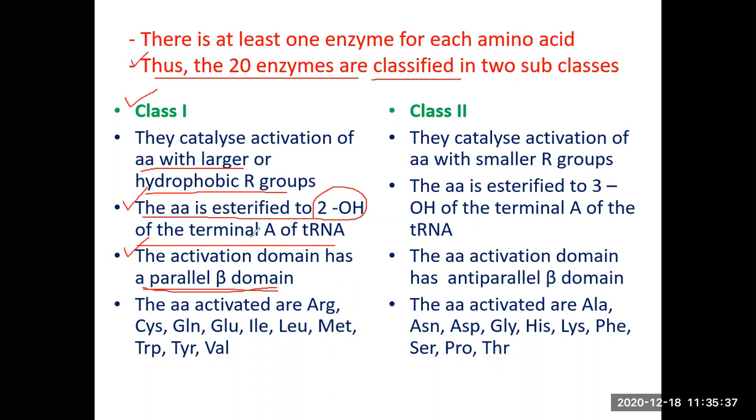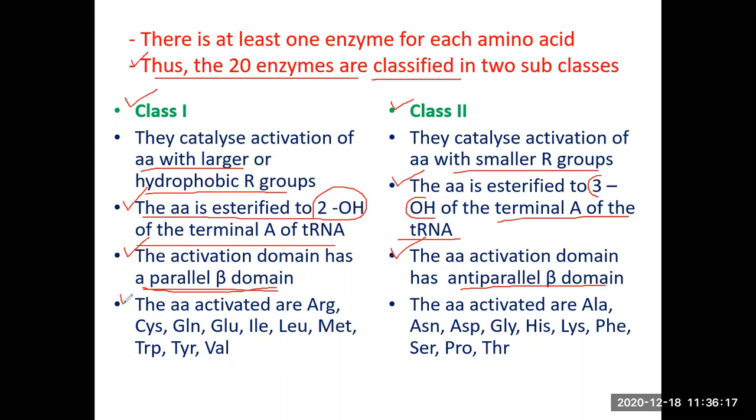Class 2 enzymes catalyze activation of amino acids with smaller R groups, whereas class 1 enzymes catalyze activation of amino acids with larger R groups. The amino acids are esterified to carbon number 3, the 3'-OH of the terminal A of the tRNA. This is the second difference. And the active site has an anti-parallel beta domain, whereas class 1 has a parallel beta domain. So these are the 3 major structural and functional differences between class 1 and class 2 enzymes.